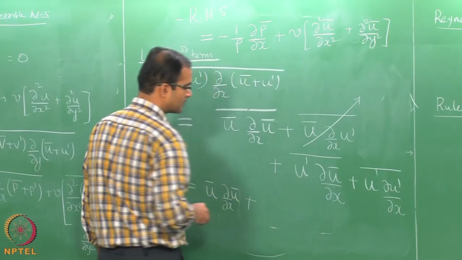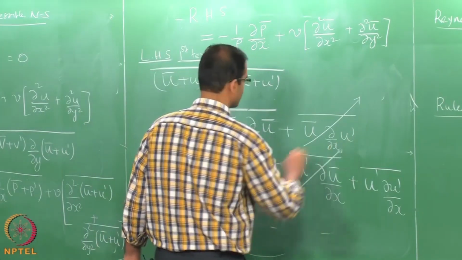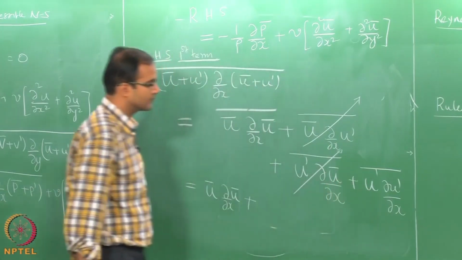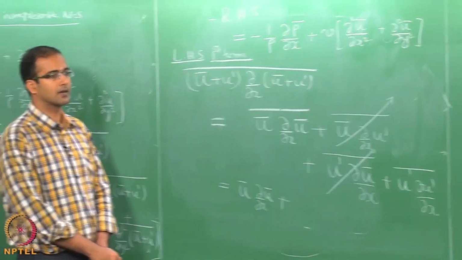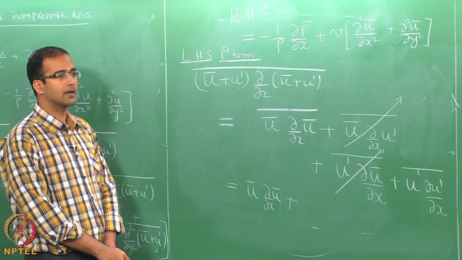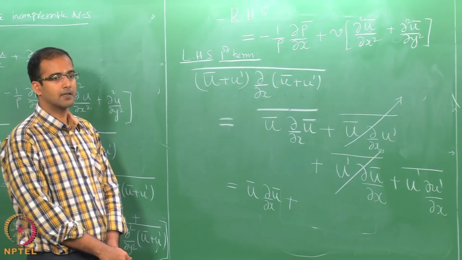So when it comes to this, now we have the last term. We have u prime multiplied by du prime by dx, all averaged, but we do not have an averaging rule for that.